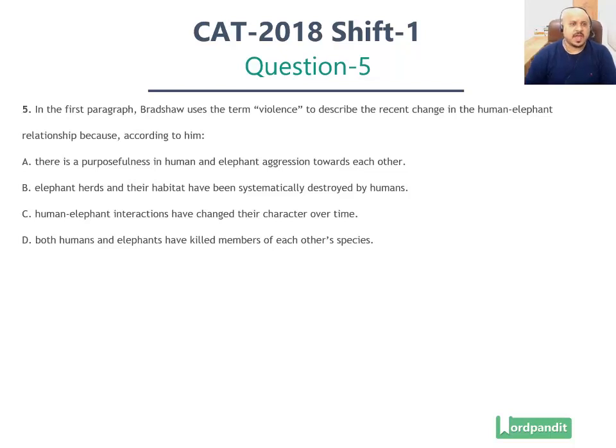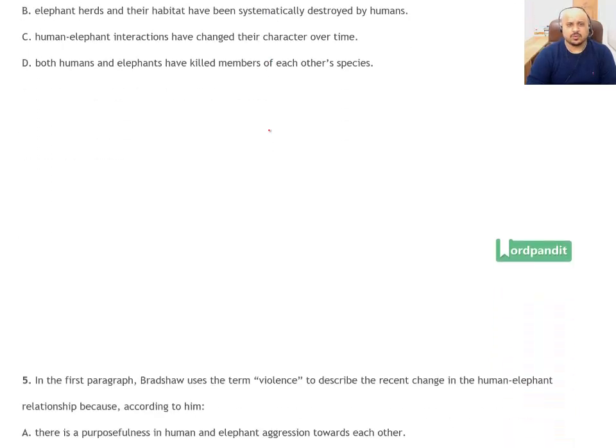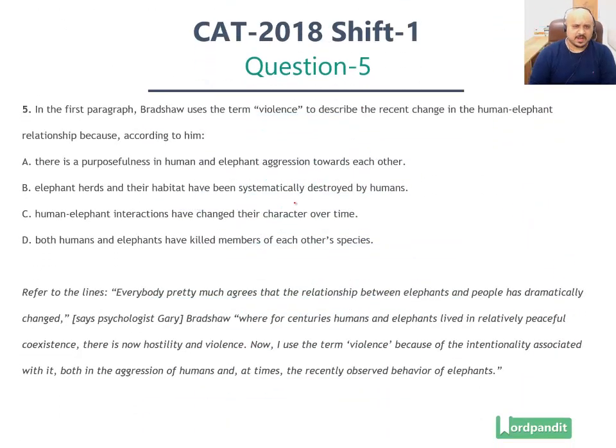So what do we have at hand here? In this particular case, the question asks us specifically: in the first paragraph, Bradshaw uses the term violence to describe the recent change in the human-elephant relationship because according to him... So here we've got to understand the significance of the usage of the term violence. Why has he used it to describe the change in the human-elephant relationship? In order to answer this question, let's go through the first paragraph. It's a short paragraph, so let's go through the complete text.